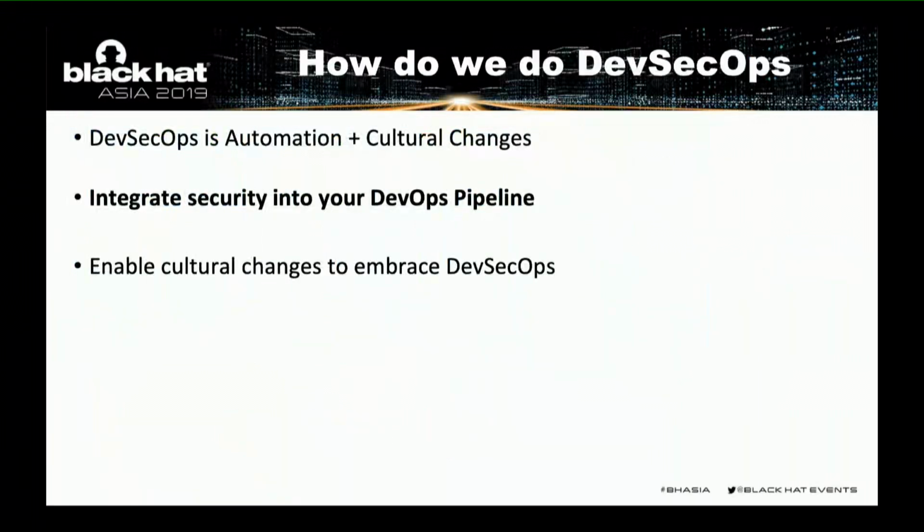Now, the important question that comes up is, how do you achieve DevSecOps? There are two aspects of it. There is automation and there is a cultural change. The conventional way of doing security or the entire DevOps is not going to work with DevSecOps. You'll have to make some cultural changes. I am not going to focus too much on the cultural aspect. There will be only 1 or 2 slides around that. My major focus is around integrating security into your DevOps pipeline.